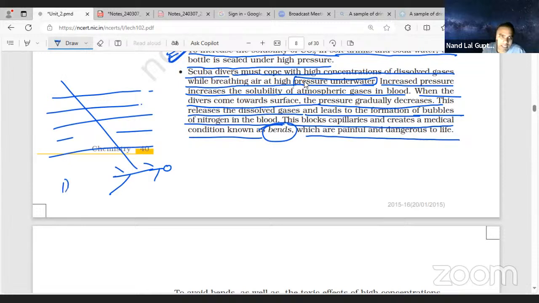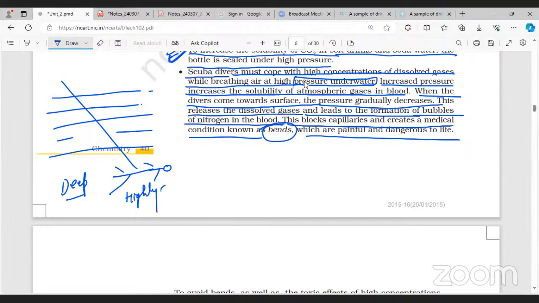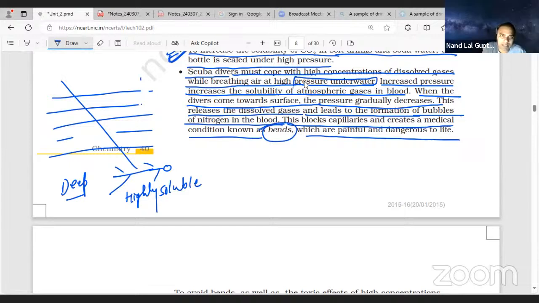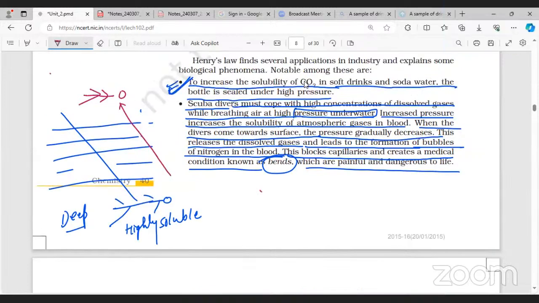Now, when going deep, the gas is highly soluble. Then the person comes out to the surface. Once the person comes out to the surface, what will happen? Is the solubility the same or decreased? Solubility is decreased, less soluble.